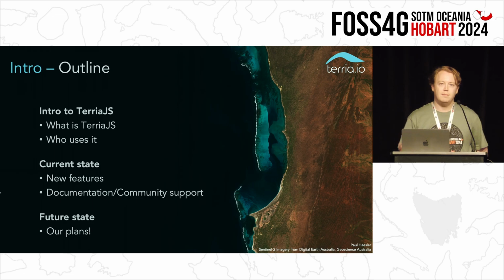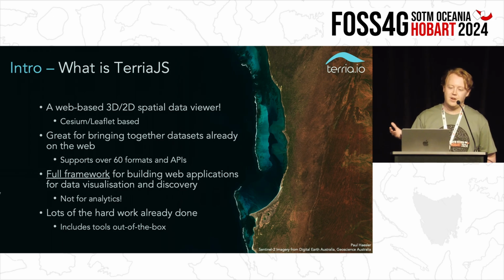After that, we'll talk about the current state. So the new features that we've been working on over the past 12 months, how our documentation's improved and what we're doing to kind of up our community support on GitHub and that kind of thing. And then we'll also talk about the future state, so what we actually plan to achieve in the next 12 months. So what is TerriaJS?